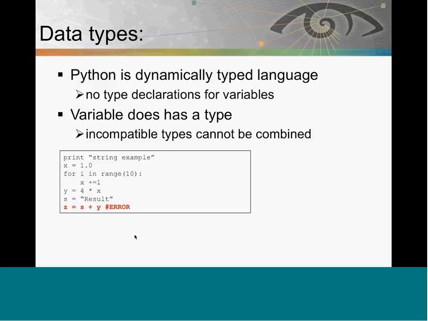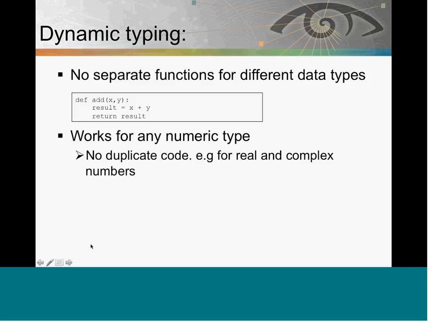As you see in the example, here I have an integer and s is a string, and if you want to combine those two using a plus operator, you cannot do that. So it matters what types are involved when you want to do some operation on the values.